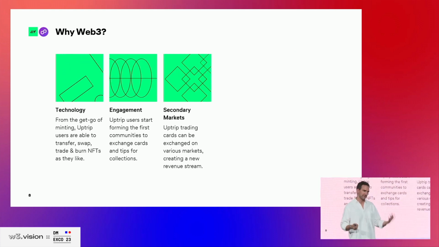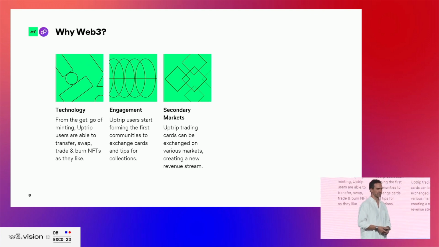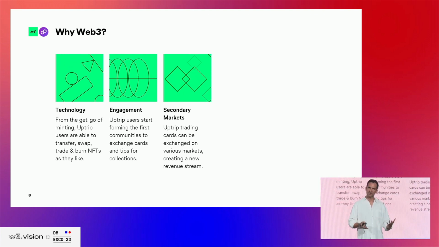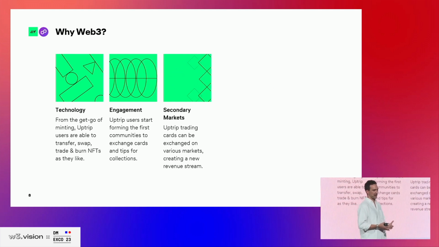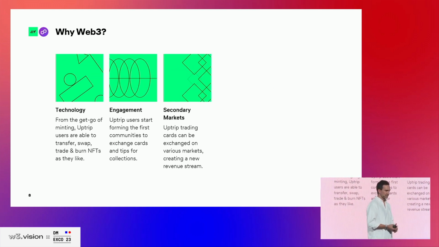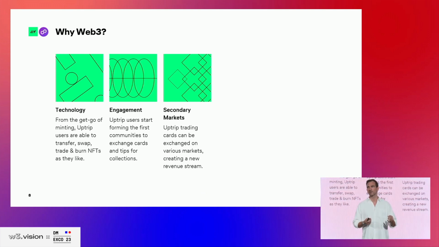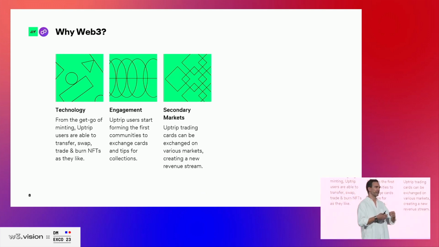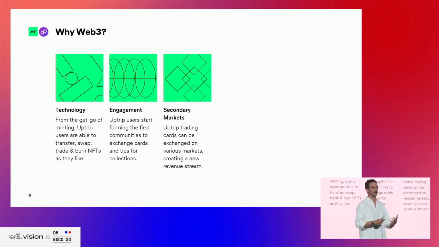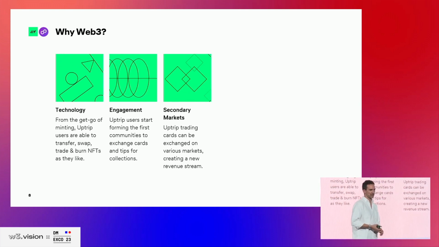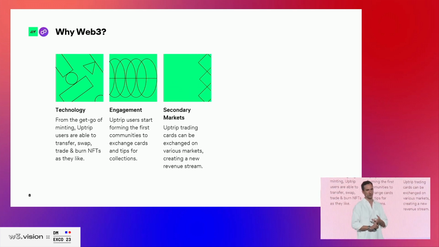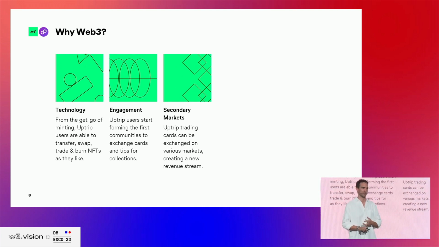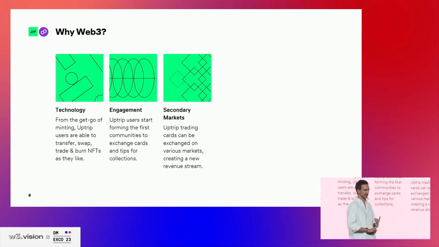Secondary markets, a very interesting and famous topic. Of course, in theory, we could have built a secondary marketplace without the blockchain. But try to imagine if we would need all the technical and the legal stuff to build something like an eBay marketplace for Uptrip cards, right? Payment processing, escrow service, everything needs to be built up, a lot of legal license topics.